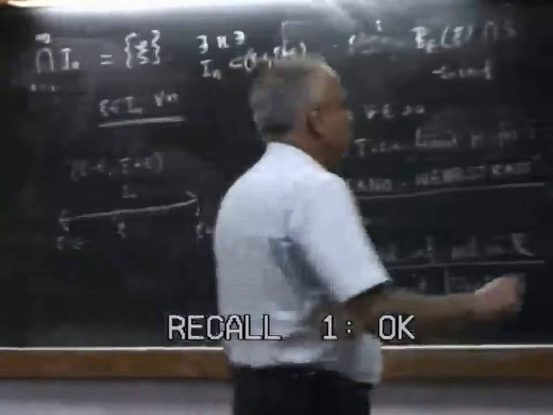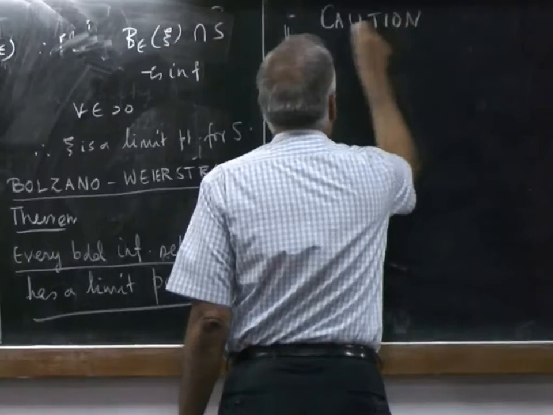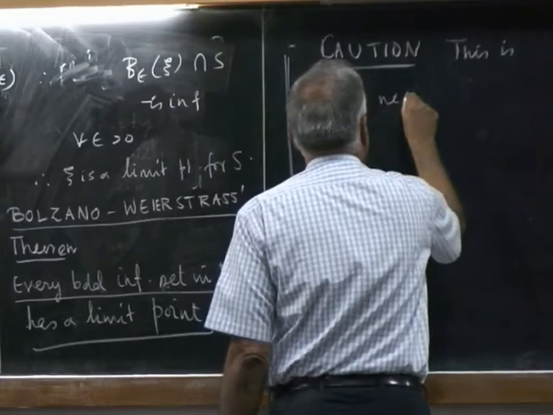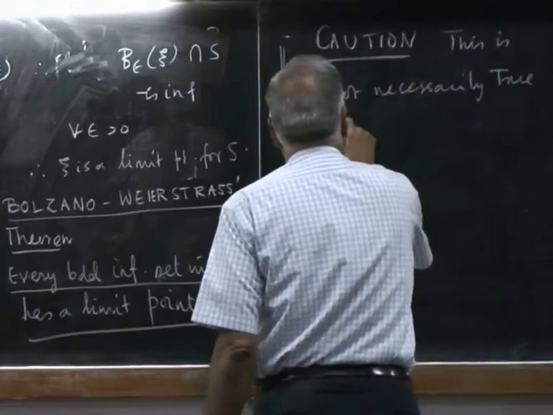Now I will give you an example that this is false in general metric space. This is false in a general metric space. So look at caution. This is not necessarily true. I shouldn't say false. This is not necessarily true in a general metric space.